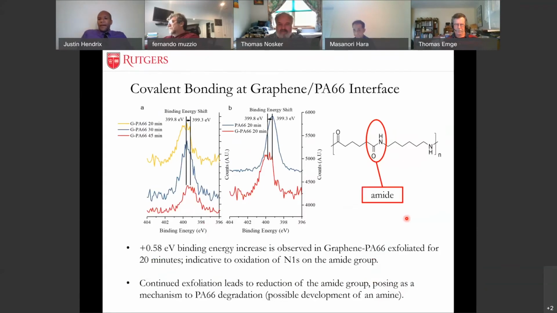Now we look at the covalent functionalization using XPS. We see that if you have a binding energy shift to the increase, you actually get oxidation, right?